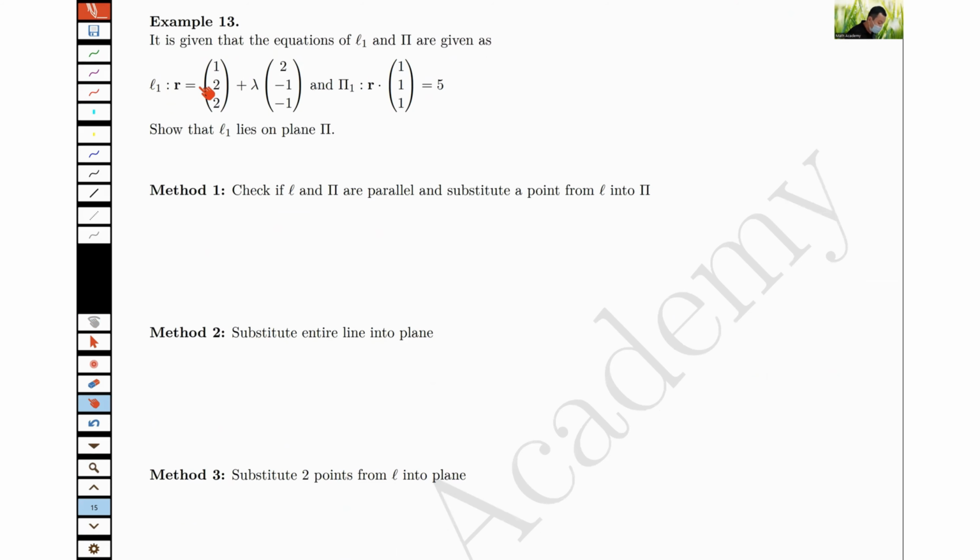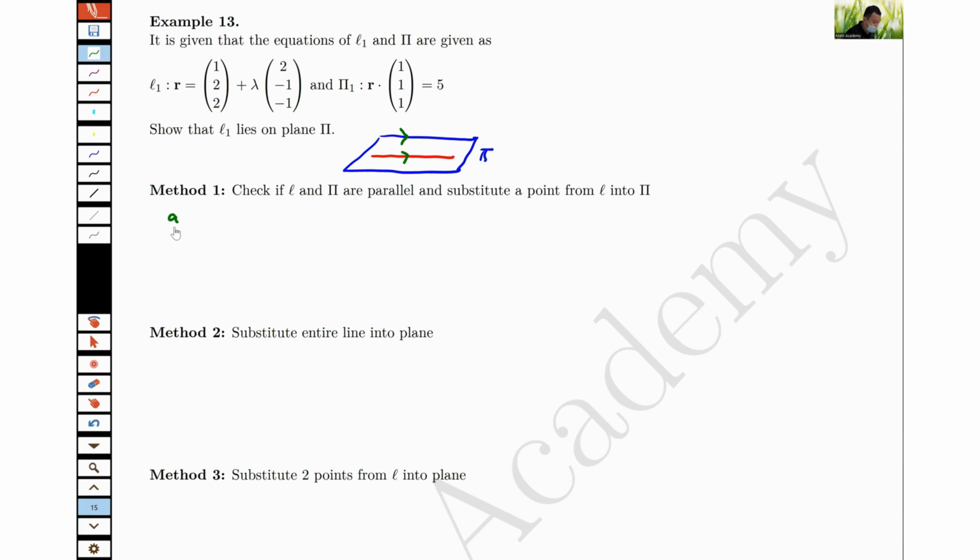So I've got this L1 and this pi1 plane. Okay, let's check if L1 will lie on pi or not. The first method is, if you want to know whether this is on pi, again, we visualize. If you have pi, you want to have the line directly on the plane. First check is always, are they parallel?